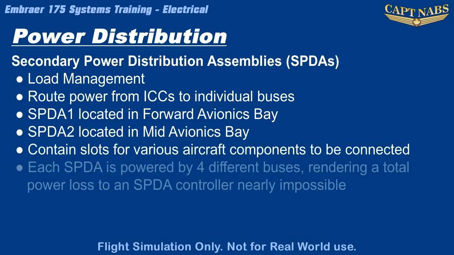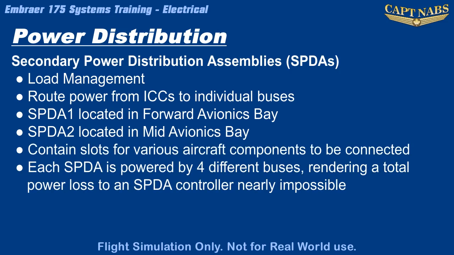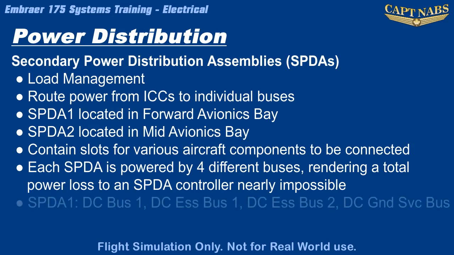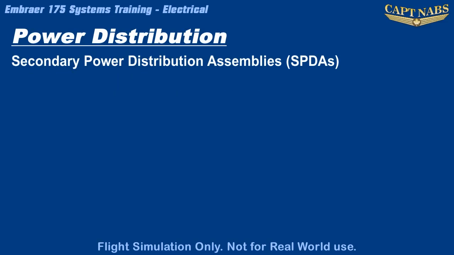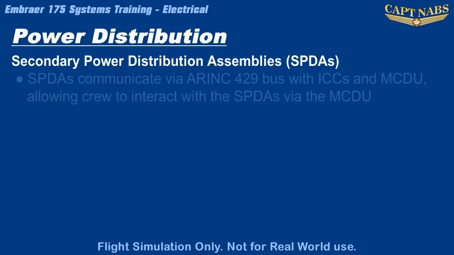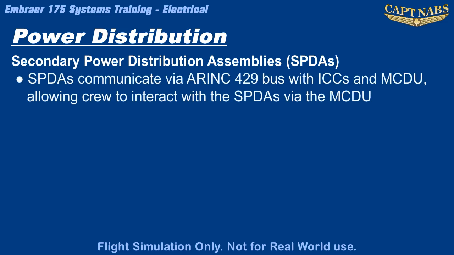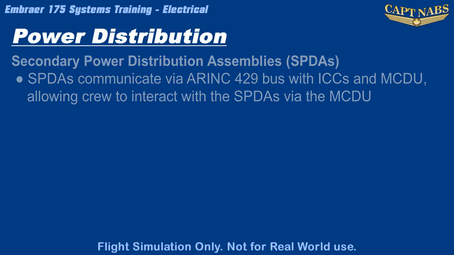Each of the two SPDAs distributes power on behalf of a number of buses, and each SPDA itself is powered by 4 different buses as listed here, ensuring that both SPDAs remain powered in almost any electrical power failure scenario. Each SPDA also uses an ARINC 429 bus to communicate with the ICCs and the MCDUs in the flight deck, allowing crew to directly monitor and interact with the SPDAs.